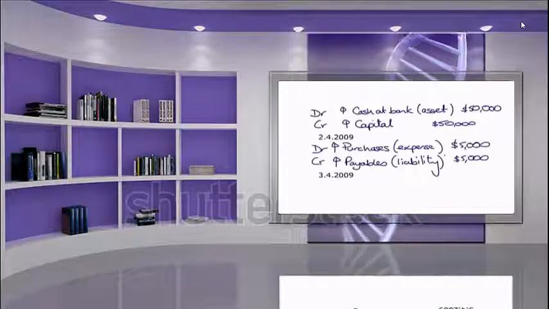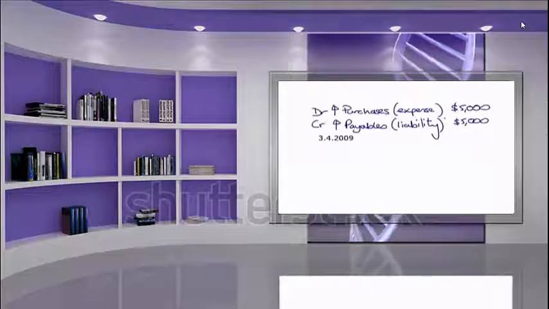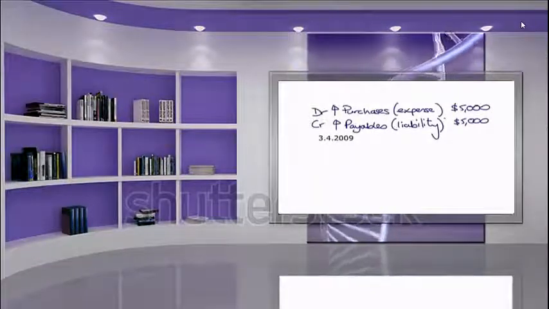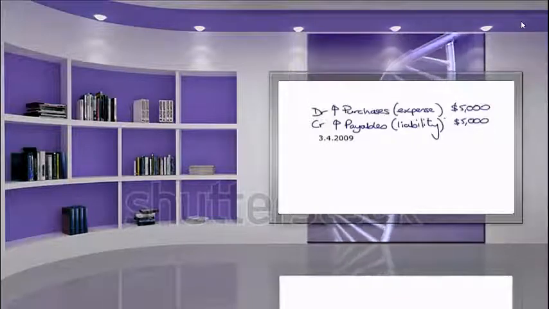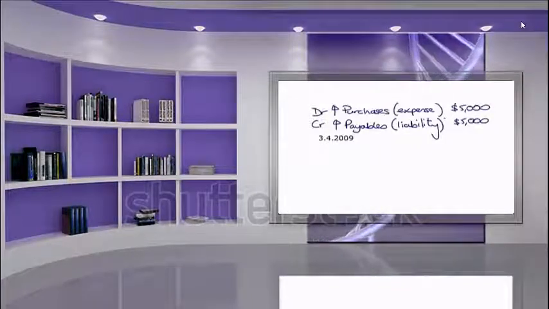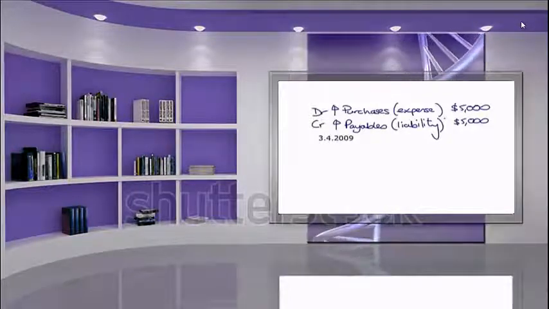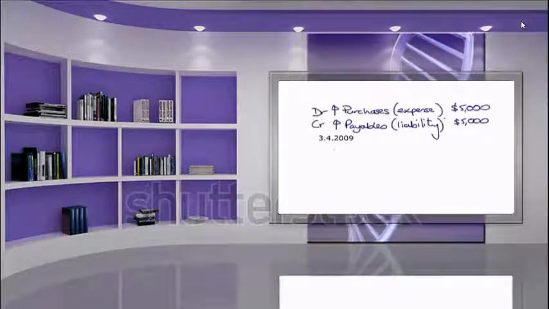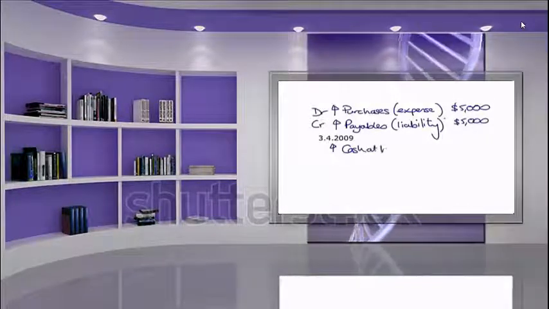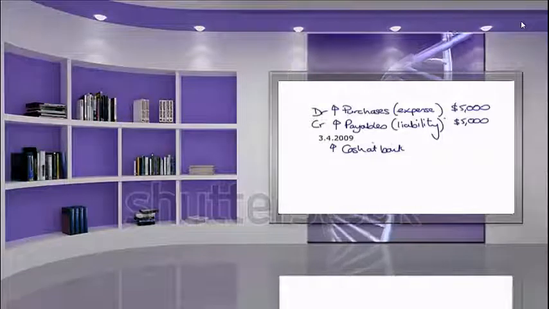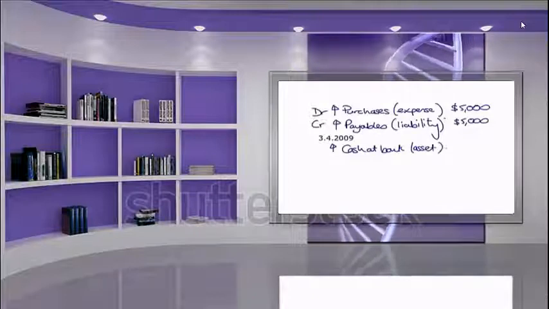Let's have a look at transaction number 3 then. And in transaction number 3, we were told that he sells half of that inventory for $6,000 cash. So we're selling the goods in return for cash. So, of course, we must have an increase in our cash at bank. And remember, cash at bank is an example of an asset.